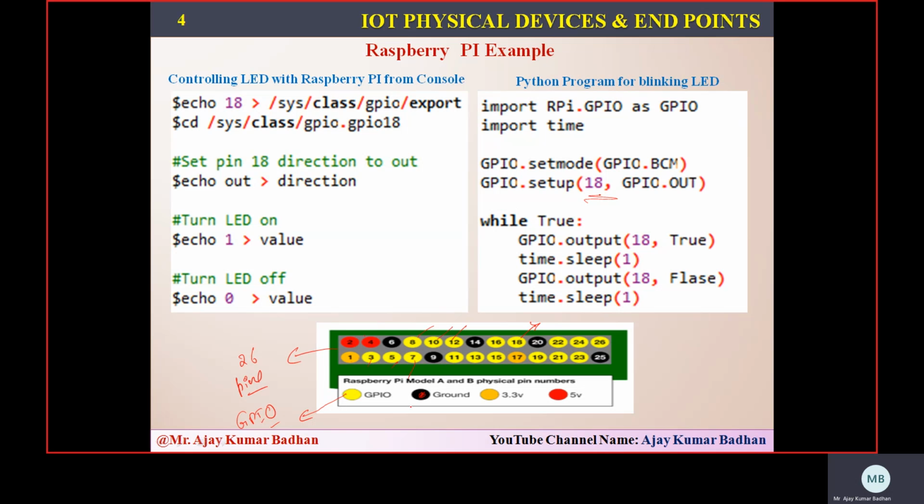Coming to the grounded pins, the black ones, 6, 9, 14, 20, and 25 are the grounded pins. And coming to voltage, we supply two different types of voltage on the Raspberry Pi, 3.3 volts and 5 volts. The 3.3 volts you can supply using either pin number 1 or pin number 17. The 5 volts you can supply using the second pin or the fourth pin. These are nearby, whereas the 3.3 volt pins are a little far apart.